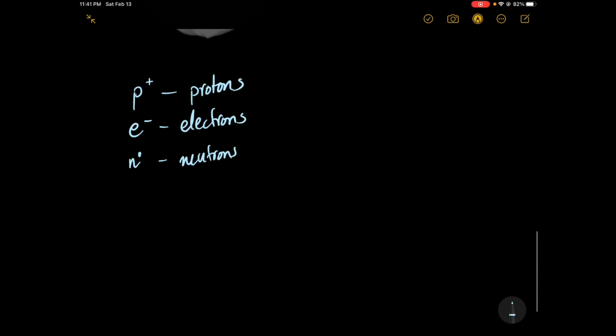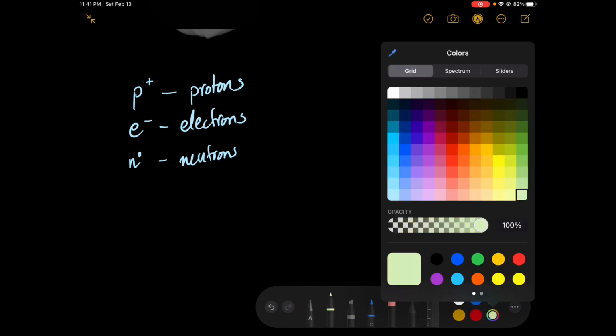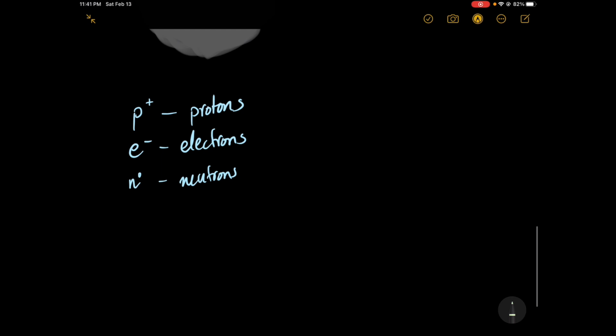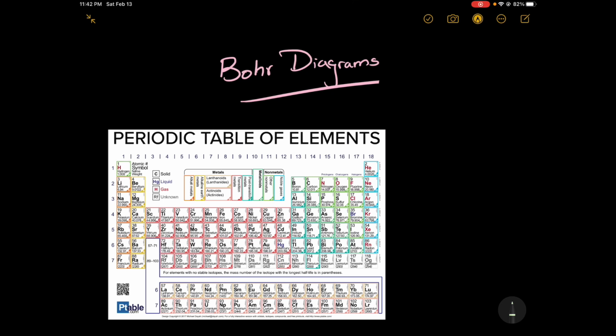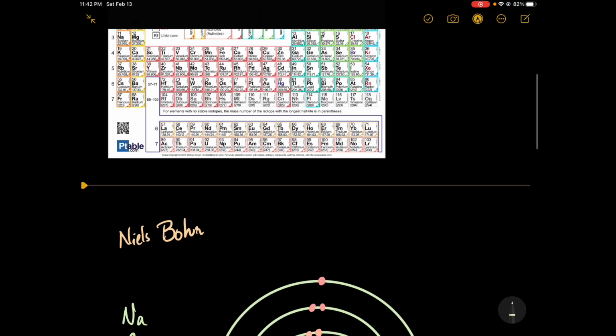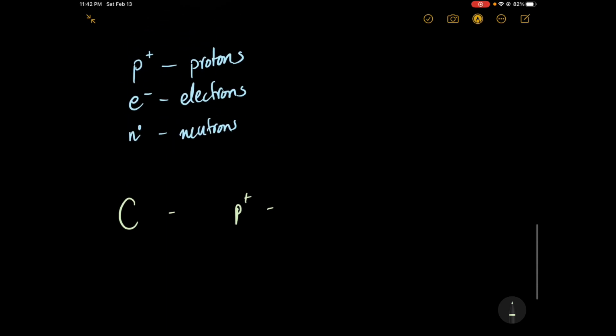Anyway, let's try making a Bohr diagram for carbon. The first thing you want to recognize, or at least count, is the number of protons for carbon. For any element, just looking at the atomic number gets you the number of protons. Carbon is the sixth element, which means its atomic number is 6, and therefore it has 6 protons.